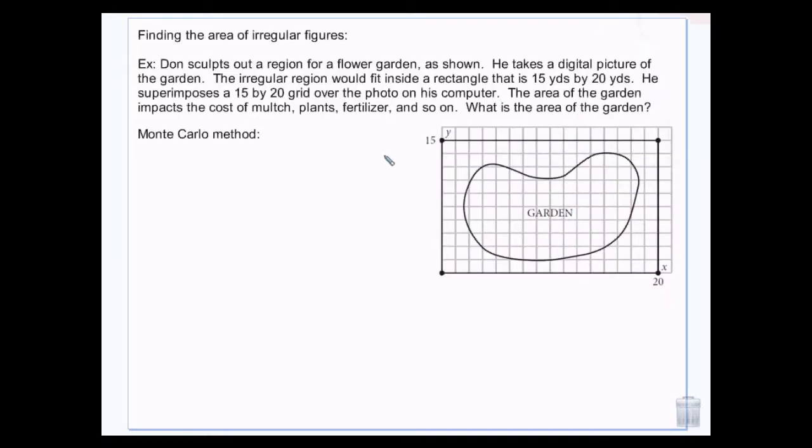All right, so basically this is a free-form figure. Now you can accurately calculate the area of a free-form figure using calculus. Like non-regular shapes, that's why calculus was kind of invented, to find the areas and volumes of irregular things. We're not going to do that. This is called the Monte Carlo method. This is basically an extremely accurate guess.